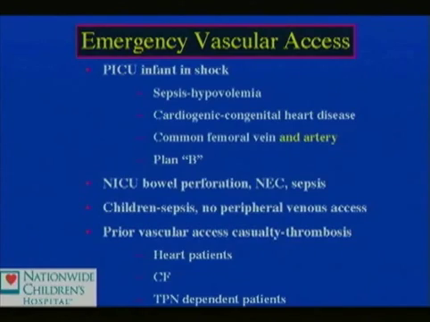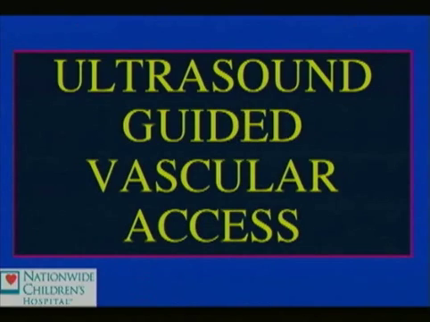And patients who require vascular access urgently are requested to have our support because they've had previous vascular access, and we refer to these as vascular access casualties, where they've had thrombosis with scarring and stenosis or occlusion of vessels precluding traditional central venous catheter access. The 3 patient populations we tend to see this in are cardiac patients, cystic fibrosis patients, and patients with short gut syndrome with TPN-dependent situations.